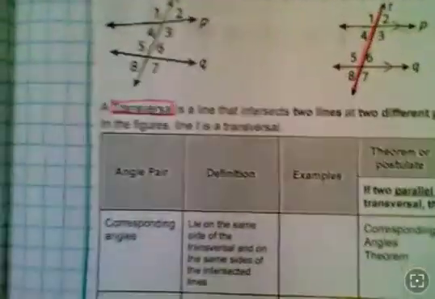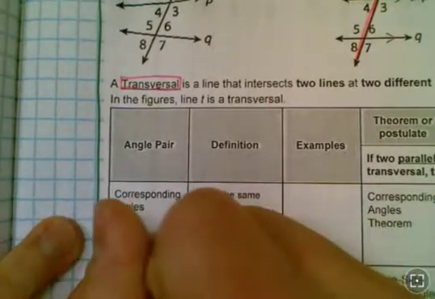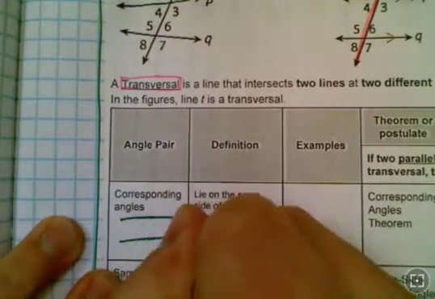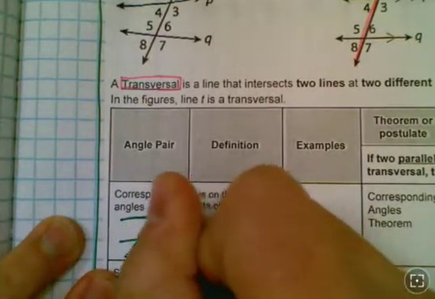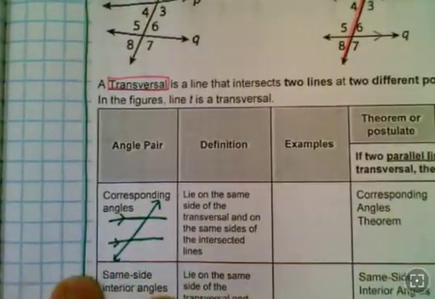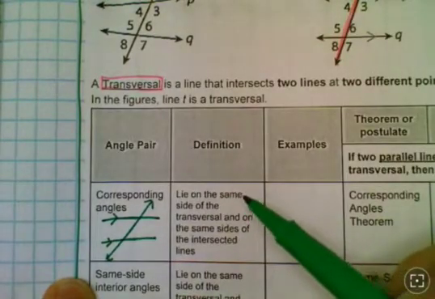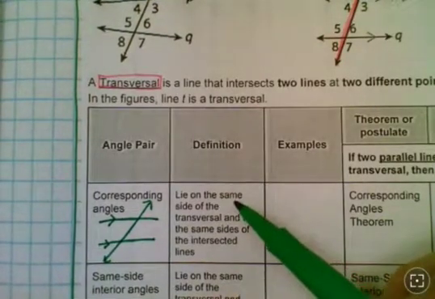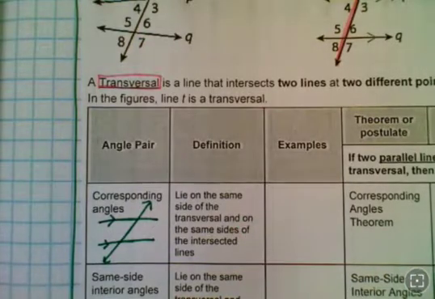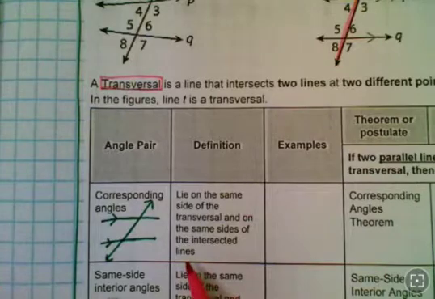So first is corresponding angles. Whenever you have a diagram like this, we're going to just sketch a little diagram. Whenever you have a diagram like this, and we've got flags to show those are parallel, you always have 4 sets of corresponding angles. So let's read through the definition. They lie on the same side of the transversal and on the same side of the intersected lines.